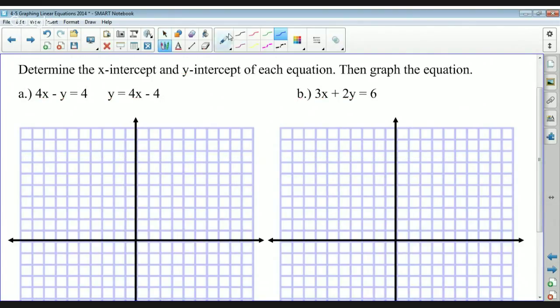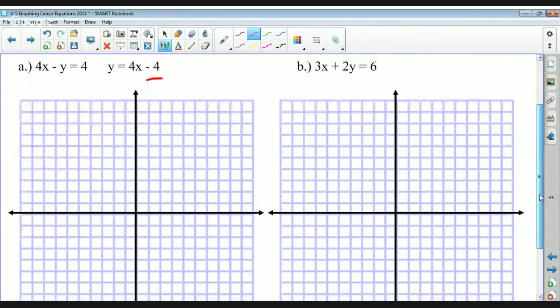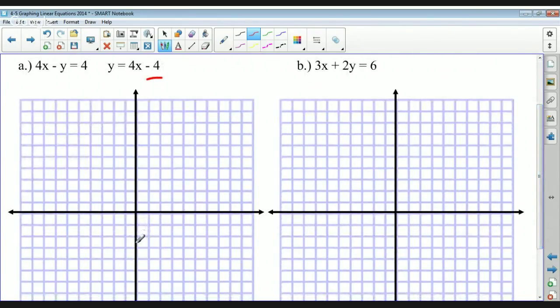So first thing that I know that I can do is I can graph my first equation, my first intercept, -4. If I plug in 0 for x, 0 minus 4 is -4. So 1, 2, 3, 4. I go down because it is a negative.